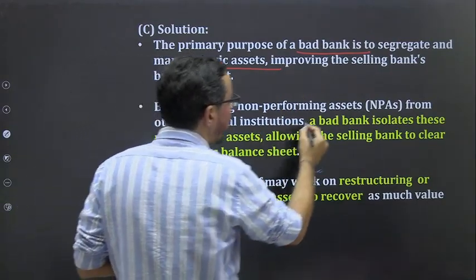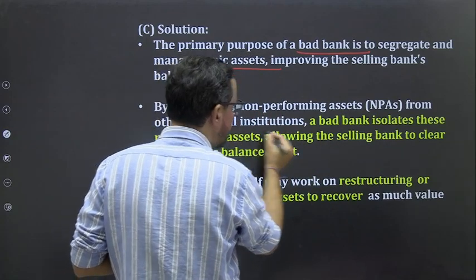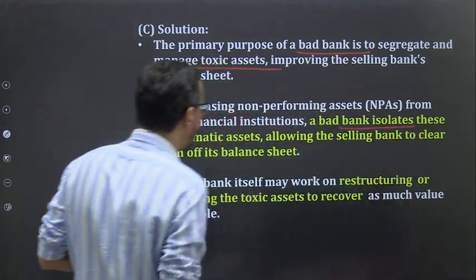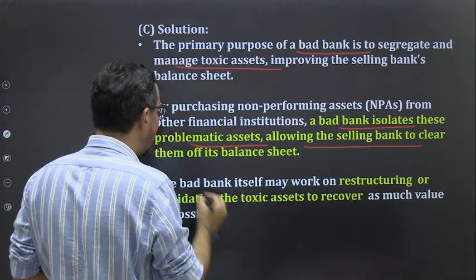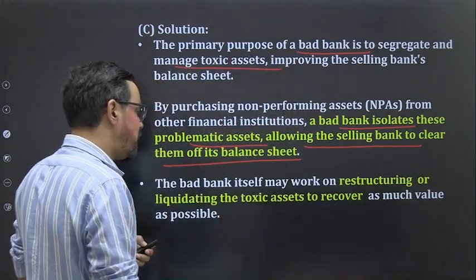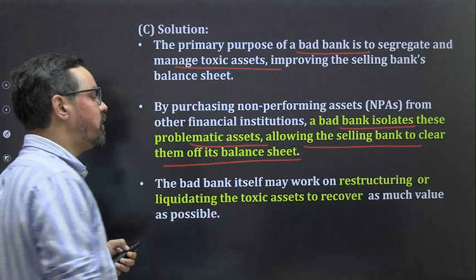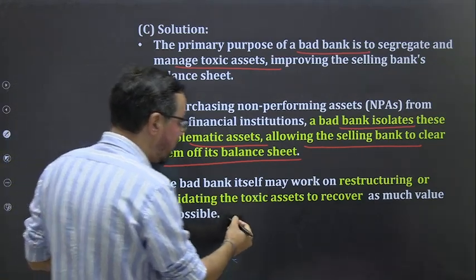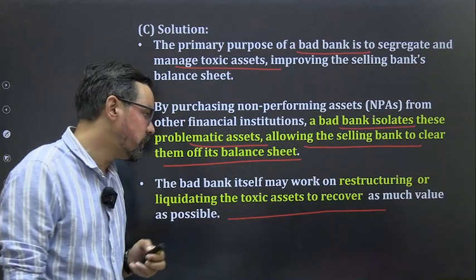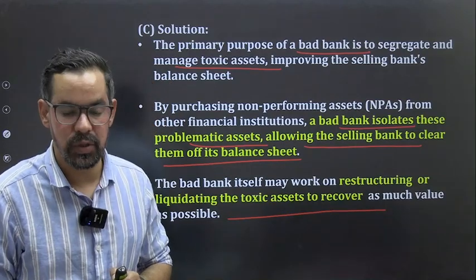By purchasing non-performing assets from other financial institutions, a bad bank isolates these problematic assets, allowing the selling bank to clear them off its balance sheet. The bad bank itself may work on restructuring or liquidating the toxic assets to recover as much value as possible, right?